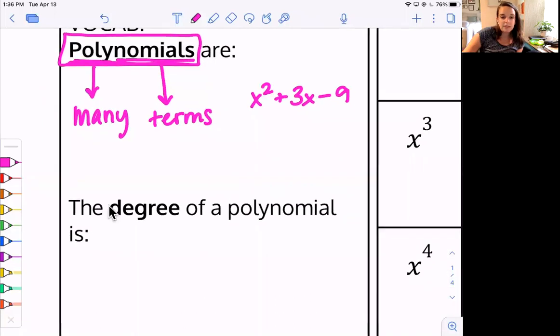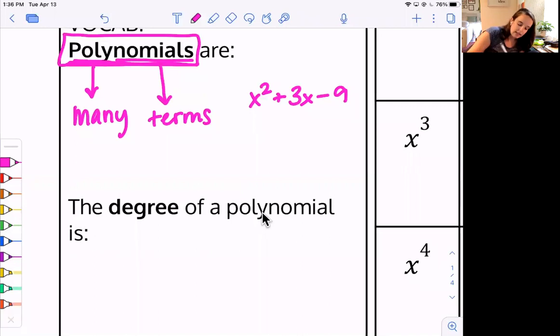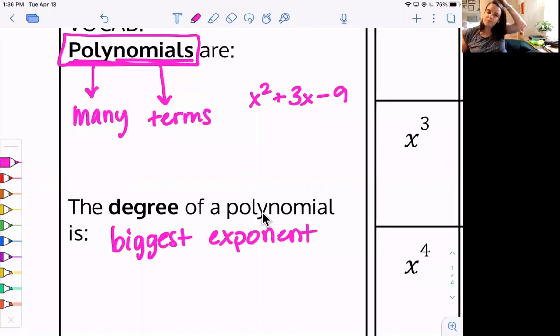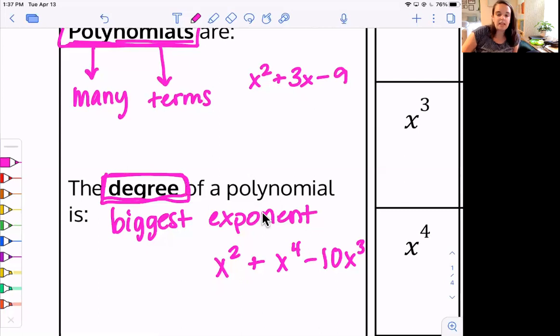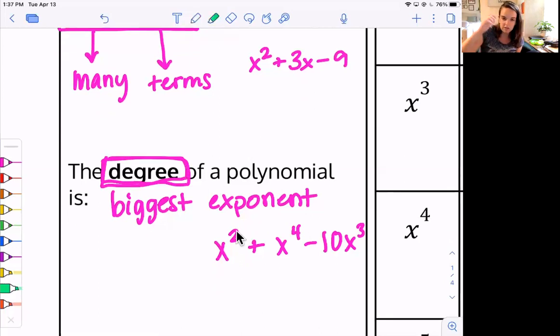And then we have the degree. The degree is the biggest exponent. So if I have something like x squared plus x to the 4th minus 10x to the 3rd, the degree is the biggest exponent. Here are our exponents, those little baby numbers. So we have exponent 2, exponent 4, exponent 3. Which of these is the biggest exponent?